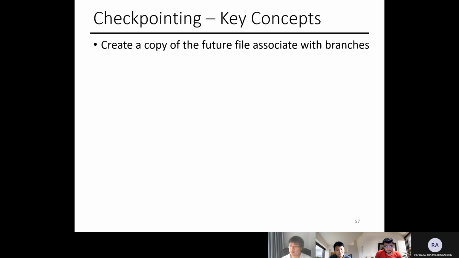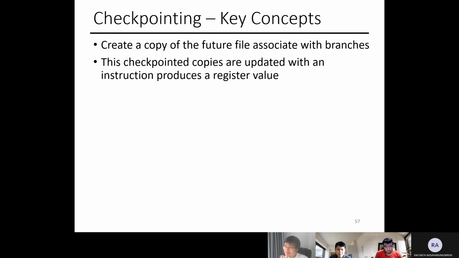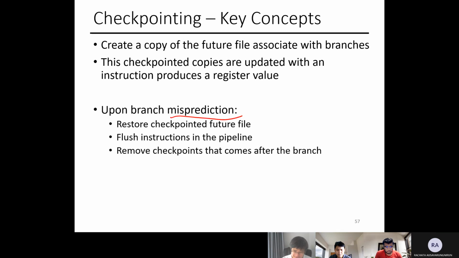So this is what we do to make sure we can recover. If we have a branch, we keep a copy of the future file. This we call a checkpoint. This checkpoint copy is updated whenever an instruction produces a register value. So why do we need this? We need it in case we mispredict the branch. Remember, branch prediction, right? We'll keep running.